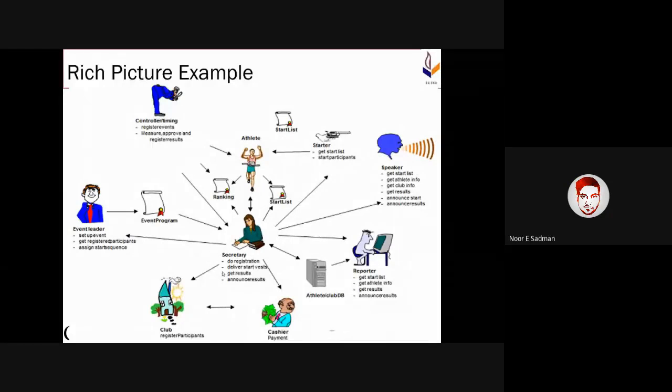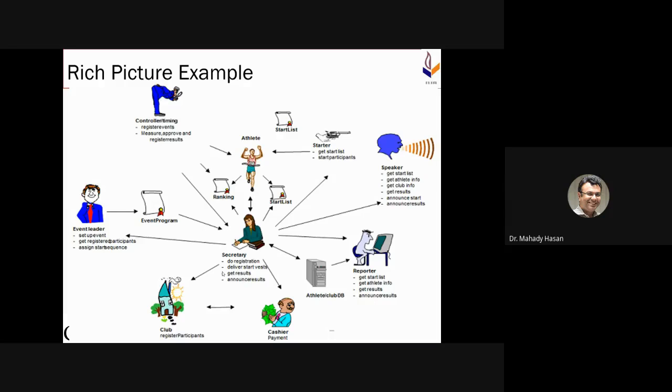It is really confusing. Each and every arrow should be labeled. I mentioned, right? Yes, sir. Each and every arrow should be labeled. Now, for example, there is an arrow from athletic to start list. What does that mean? I don't know. So I don't know what is going on in the process. So that is one of the problems that we couldn't figure out from this particular rich picture.